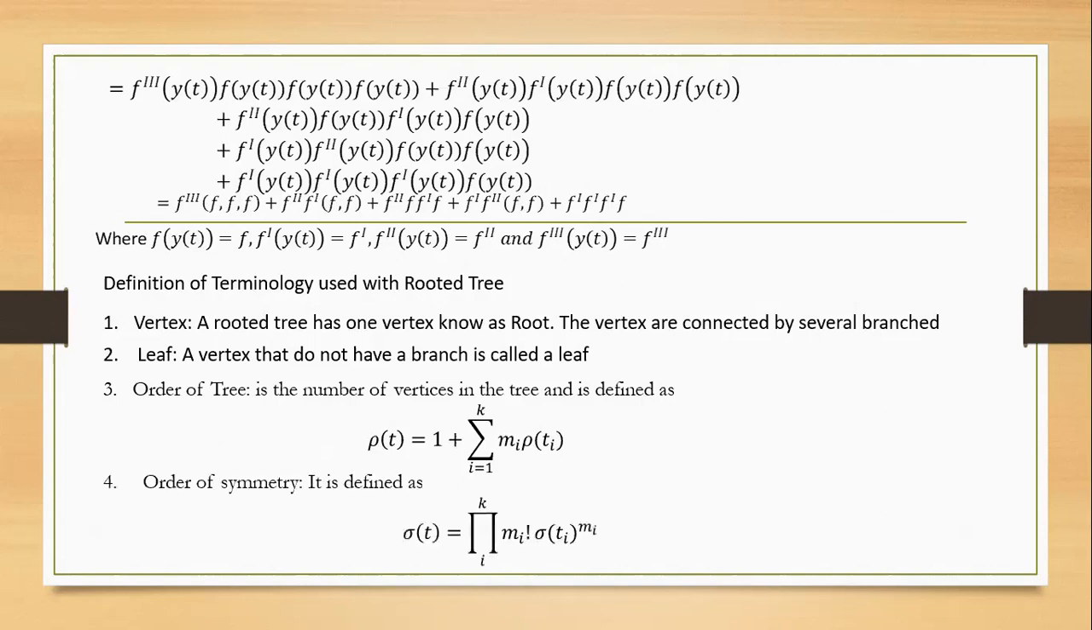Now let's look at the order of symmetry. The order of symmetry is defined as this: the multiplication of m_i factorial, where m_i is still the multiplicity of the tree. This is just the formula for the symmetry of the tree. Now we also have another term, which is known as what?